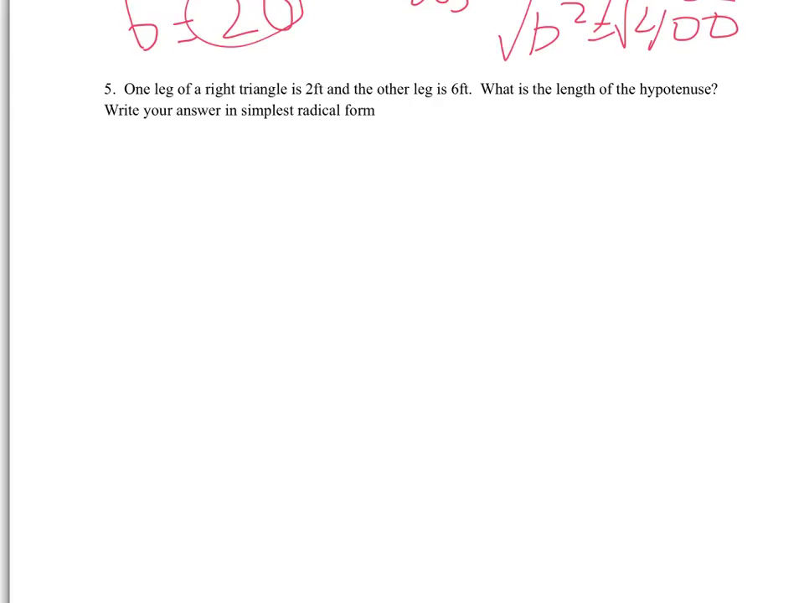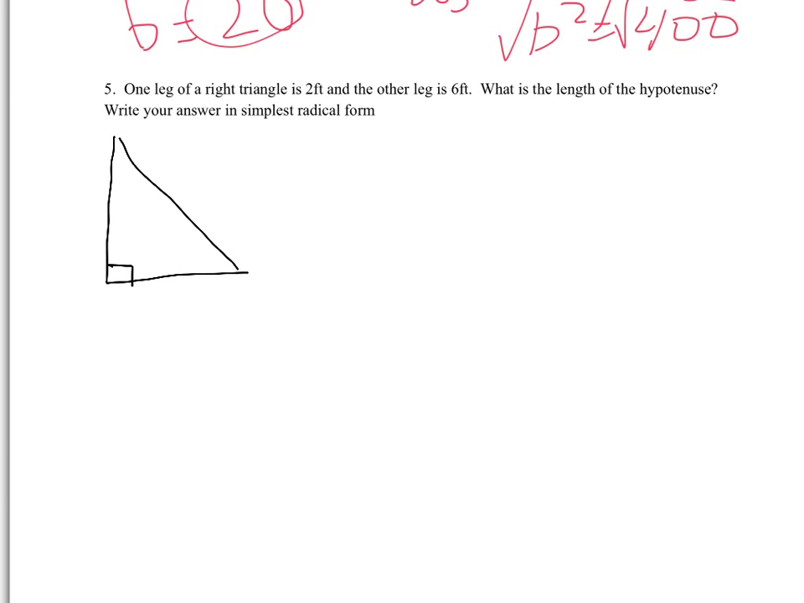All right, for practice problem number 5, there is no picture, so it looks like I'm going to have to draw one. So it says one leg of a right triangle is 2 feet and the other leg is 6 feet. What is the length of the hypotenuse? Write your answer in simplest radical form. So the first thing I'm going to do is draw my right triangle, nice and pretty like. I'm even going to label my right angle in the corner there.